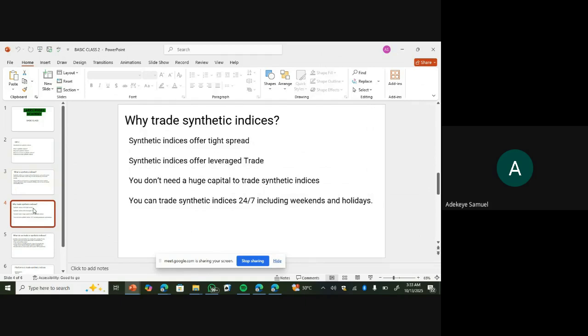Remember I said synthetic indices is not like currency pairs. Currency pairs work from Monday to Friday, and during some holidays the market will not really move, there will not be proper movement. But synthetic indices, you can actually trade 24/7, including weekends and holidays. You can trade synthetic indices from Monday to Sunday. It's a 24/7 market.